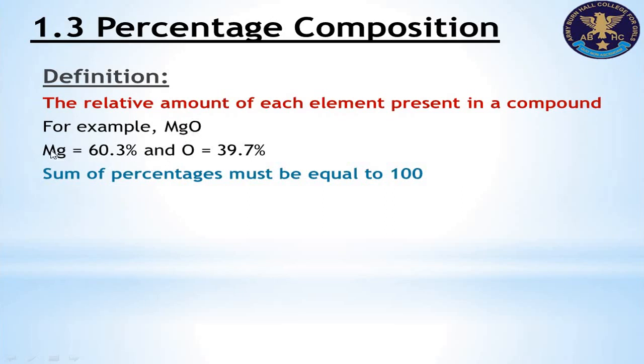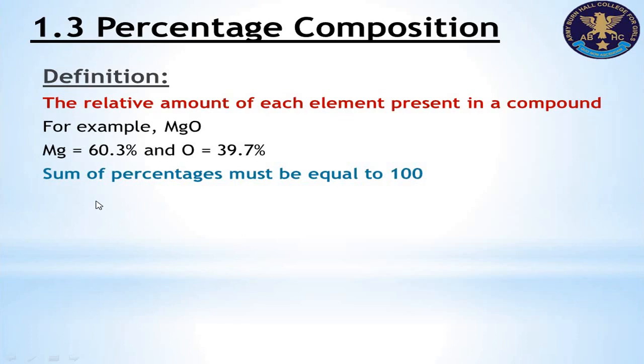The percentage of magnesium in magnesium oxide is equal to 60.3%, while the percentage of oxygen in magnesium oxide is equal to 39.7%. But you have to remember one point in your mind, that the sum of the percentages of each and every element present in a compound must be equal to 100. If you have calculated the percentage composition of a compound and you have added up the percentage composition of each and every element and it's not equal to 100, it means that you have made some mistake.